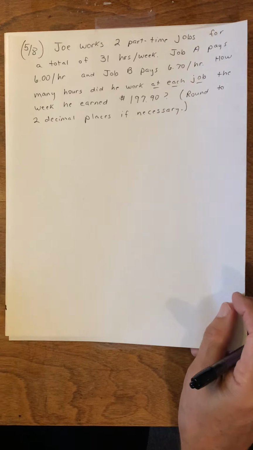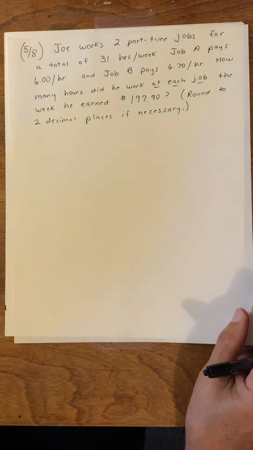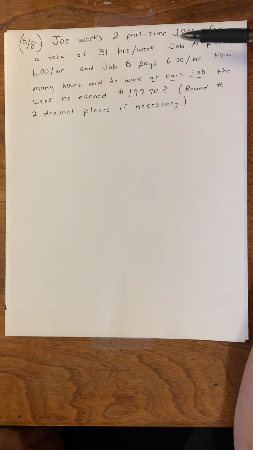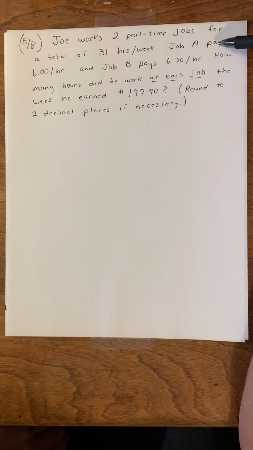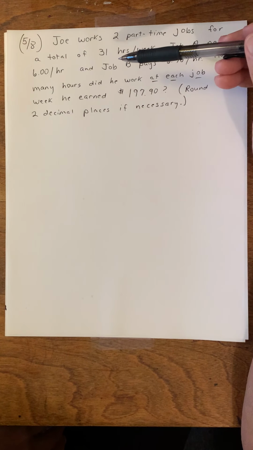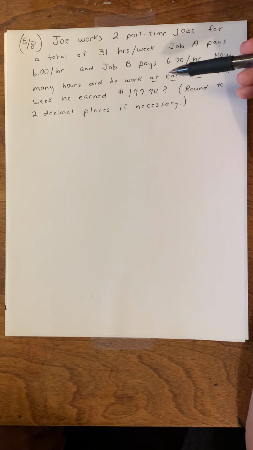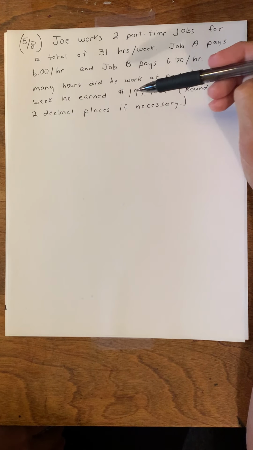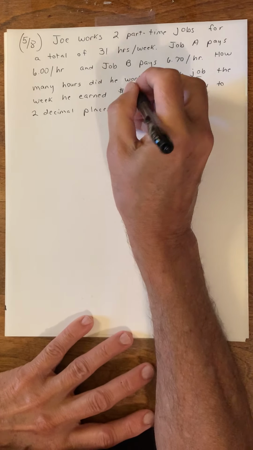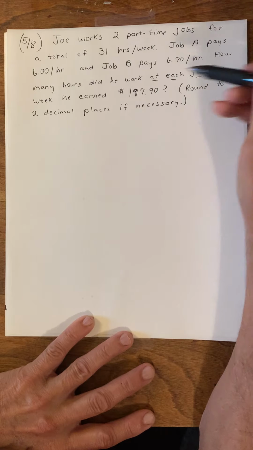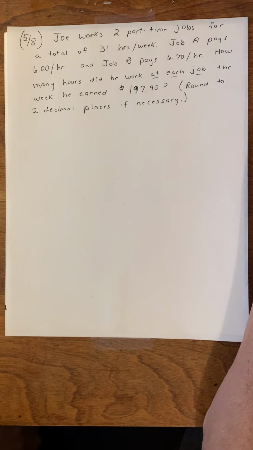All right. Let's check this feller out. Joe works 2 part-time jobs for a total of 31 hours a week. Job A pays $6 an hour. Job B pays $6.70 an hour. How many hours did he work at each job the week he earned $197.90? Round to 2 decimal places if you need to.